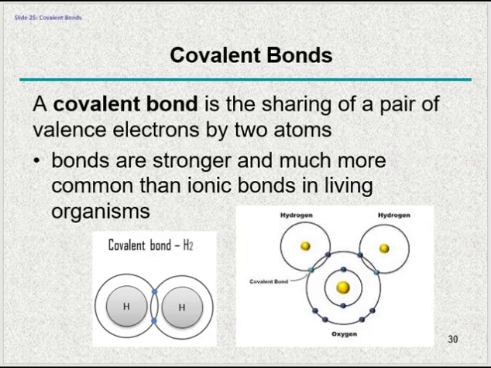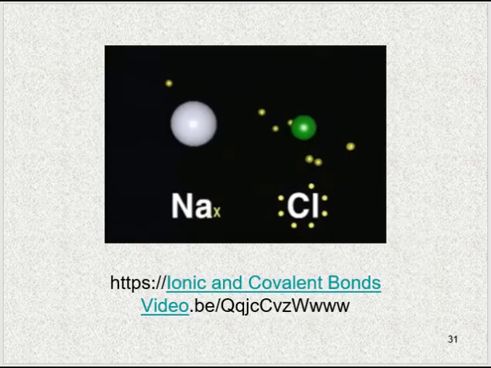Now with covalent bonding, atoms share a pair of valence electrons between the 2 atoms. These are really strong bonds, and they're much more common than ionic bonds in living organisms. So down here, you can see how the image is a little bit different. Instead of transferring an electron to another atom, these 2 atoms share the electrons. Go ahead and take a quick look at this video. It does a great job of showing where the electrons are and how they're moving whenever these bonds occur.